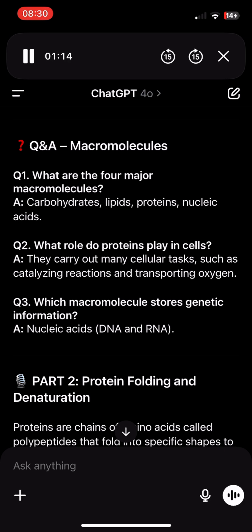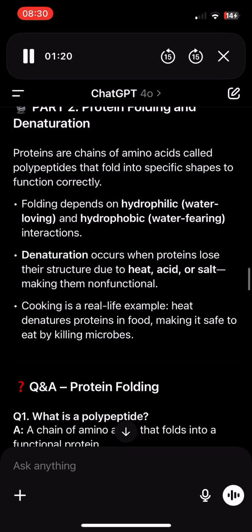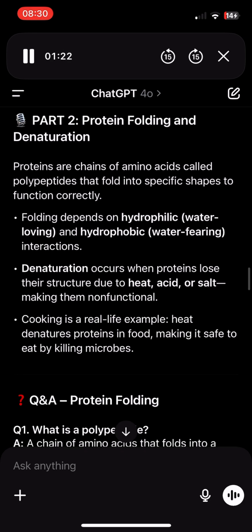Part 2. Protein folding and denaturation. Proteins are chains of amino acids called polypeptides that fold into specific shapes to function correctly. Folding depends on hydrophilic, water-loving, and hydrophobic, water-fearing interactions. Denaturation occurs when proteins lose their structure due to heat, acid, or salt, making them non-functional. Cooking is a real-life example. Heat denatures proteins in food, making it safe to eat by killing microbes.